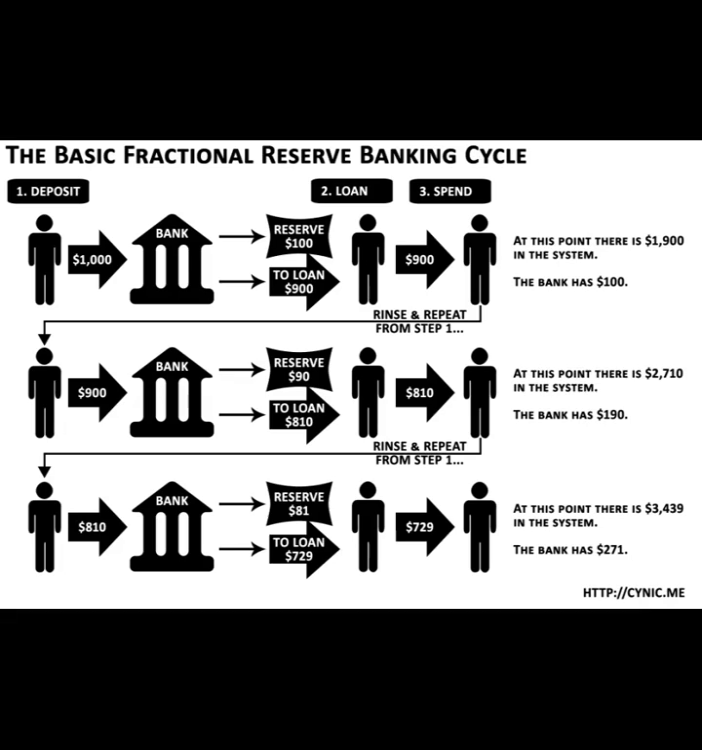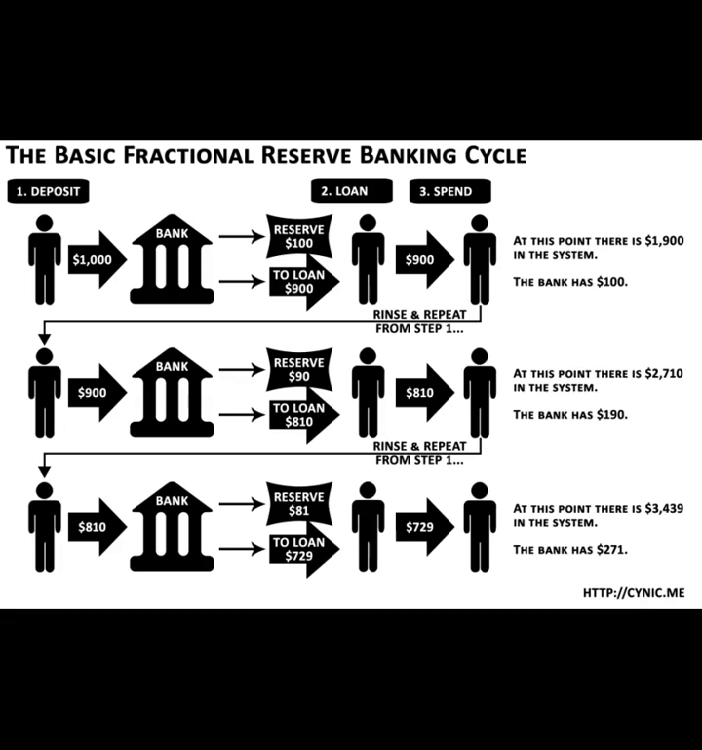Now, the bank only has to keep 10% of its deposits, so it can loan 900 of my $1,000, let's say, to Karen, just for argument's sake. Karen takes that $900, as you can see, and goes and puts it in her bank account. Now, at that particular point, as you can see on the right, there's $1,900 in the system, but the bank only has 100 because it's kept 100 of my dollars and it's loaned the other 900 to Karen.